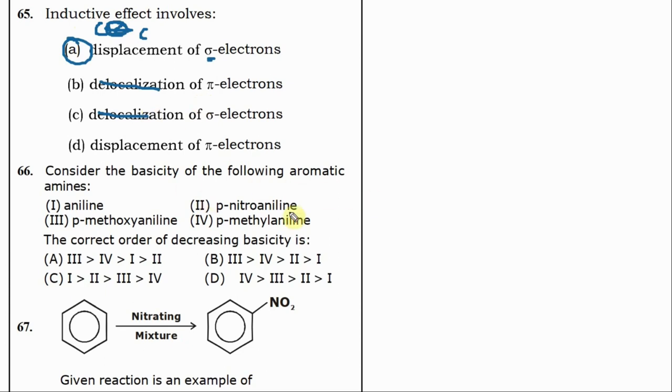Consider the basicity of the following aromatic amines, which we saw earlier. For all the derivatives of aniline, if there is plus R, basicity will be higher. So this is minus R, para methyl is hyperconjugation, this is plus R, this is neutral. So resonance is better than hyperconjugation, better than neutral, better than minus R. So 3 greater than 4, greater than 1 greater than 2, alpha.